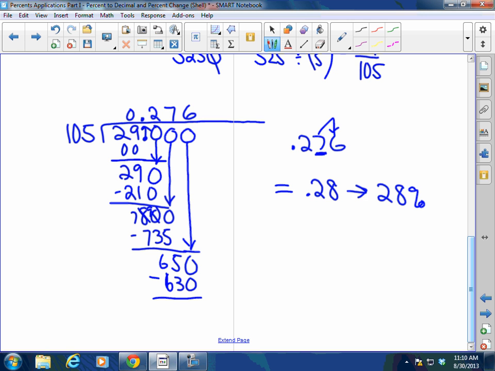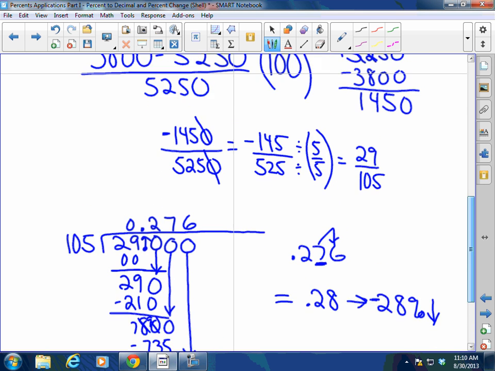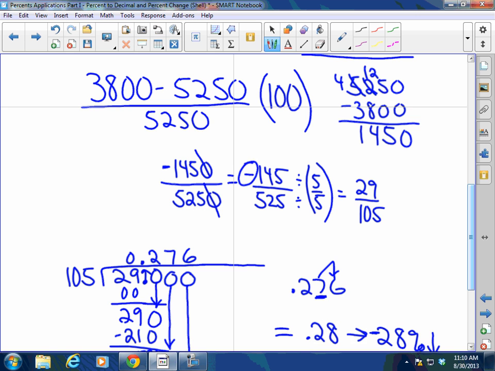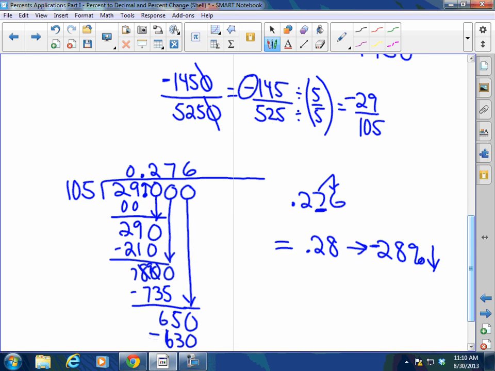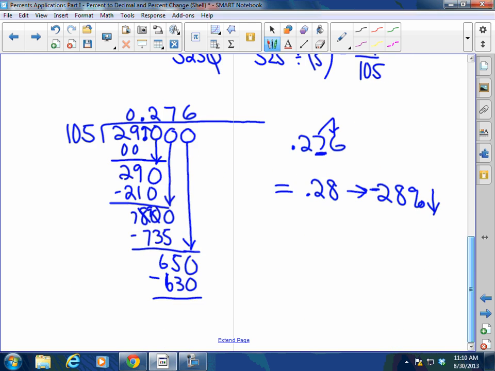And that is a decrease. Why? Because it was negative. From the beginning, it was negative. Okay? So whenever you have a negative percent change, that is a percent decrease.